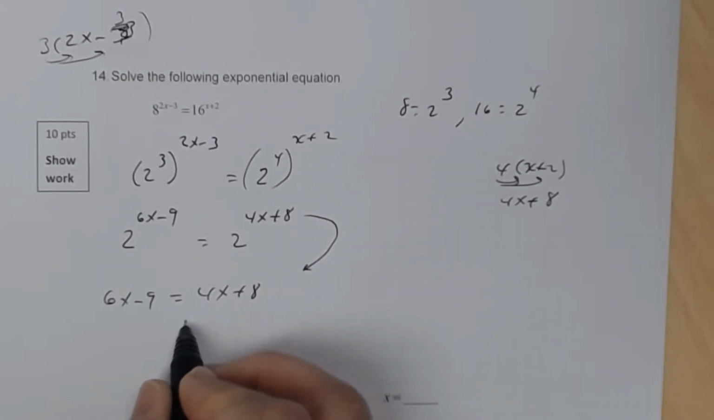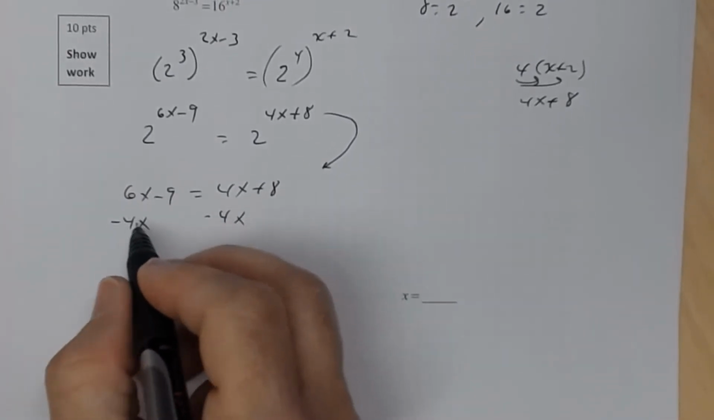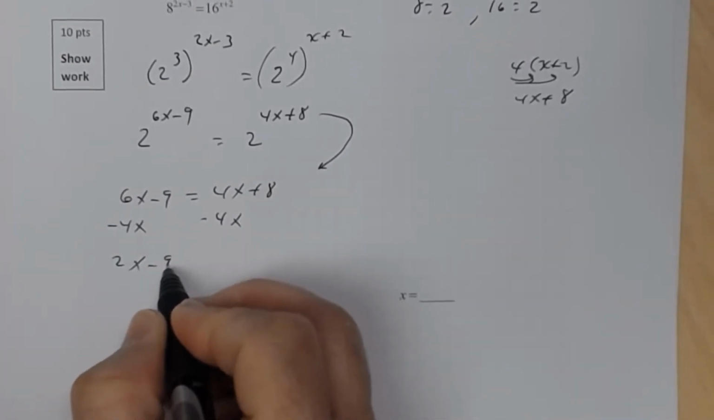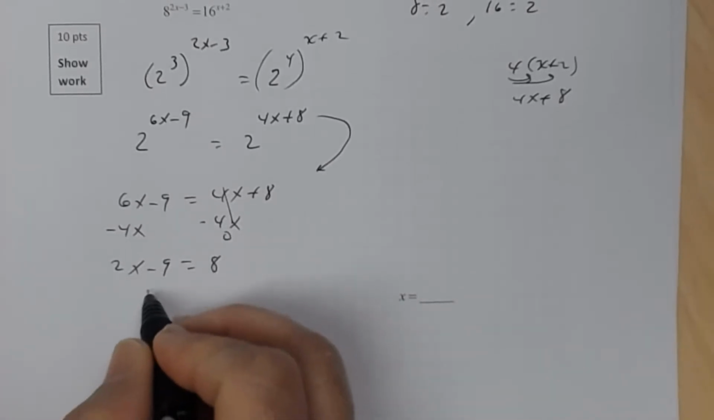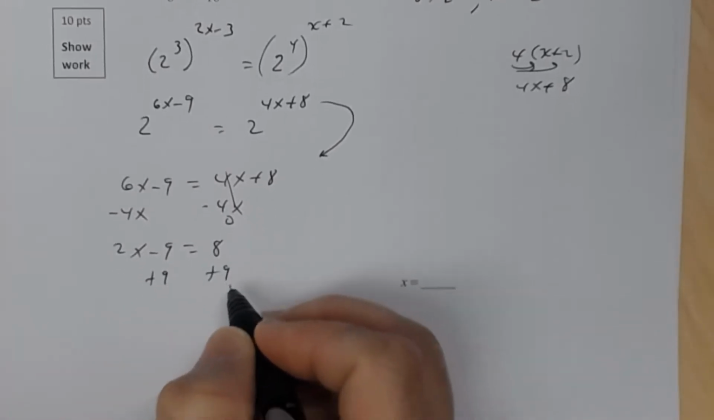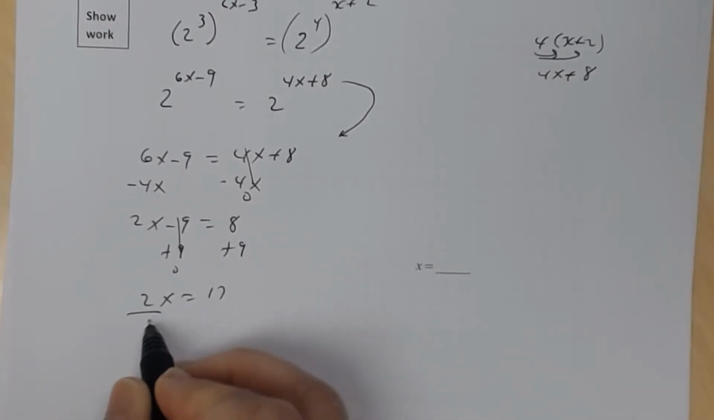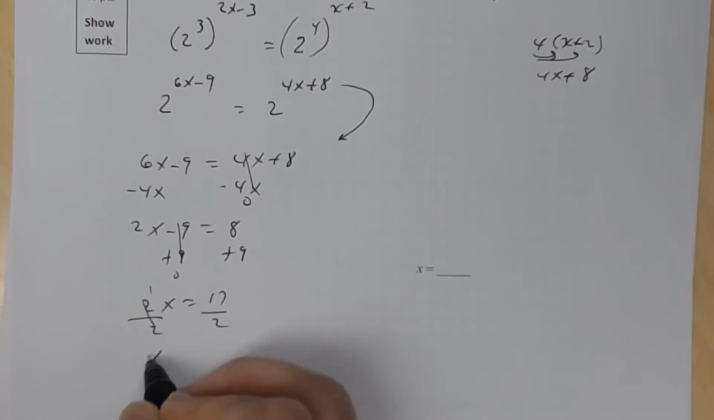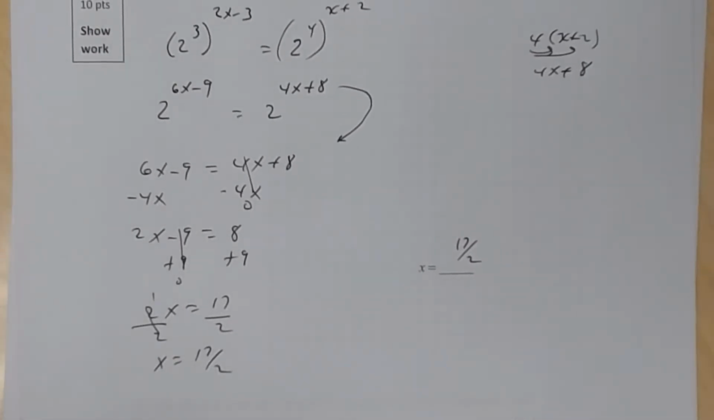Since this is linear, I'm going to bring all the variables to one side. So I'm going to subtract 4x on both sides. I get 6x minus 4x is 2x minus 9 equals, and on this side, that's 0 plus 8, which is 8. Add 9 to both sides. Combine like terms, I get 2x equals 17. Divide both sides by 2. I get x to be 17 halves. So there's your solution, 17 halves.